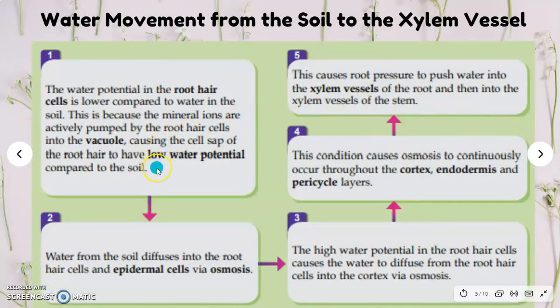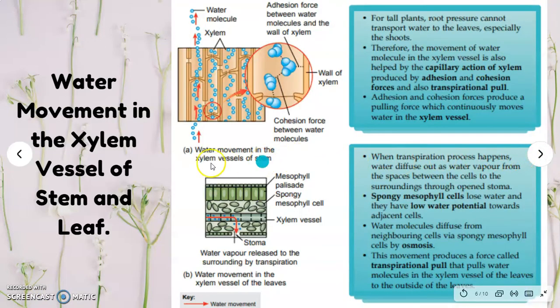So these are the explanation of the process. Please read again and again until you all understand. Then we move to the water movement in the xylem vessel of stem and leaf. How does water move in the xylem vessel? We go to A, water movement in the xylem vessels of the stem. Look at the explanation here.